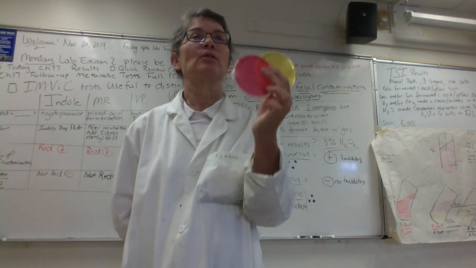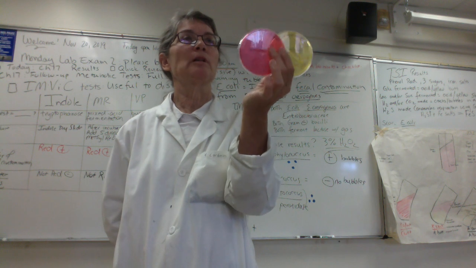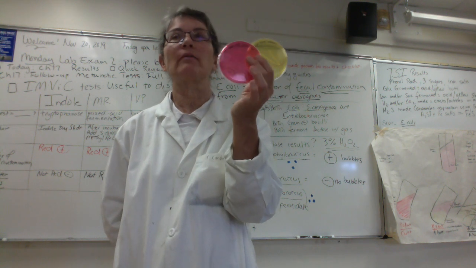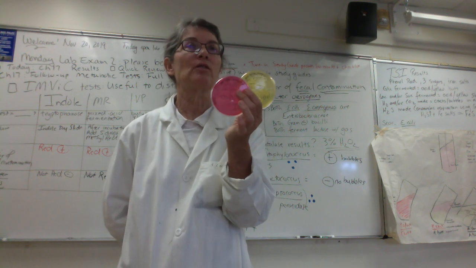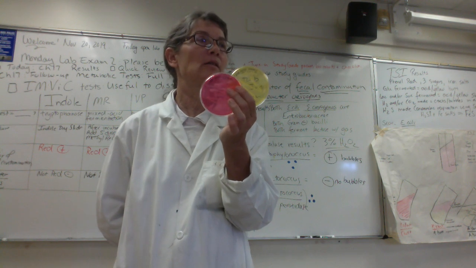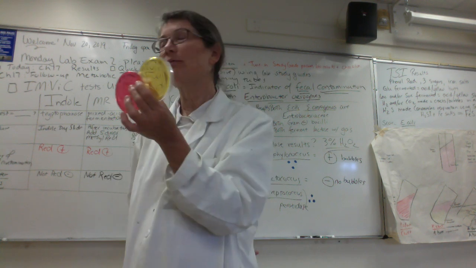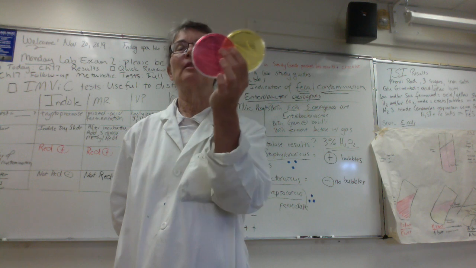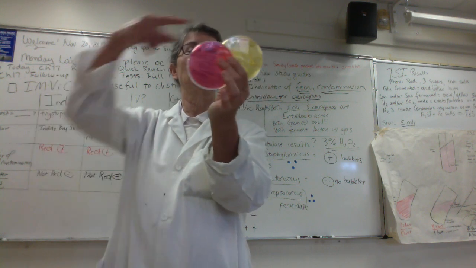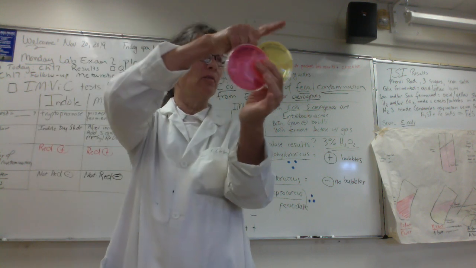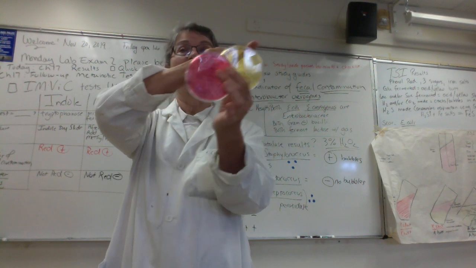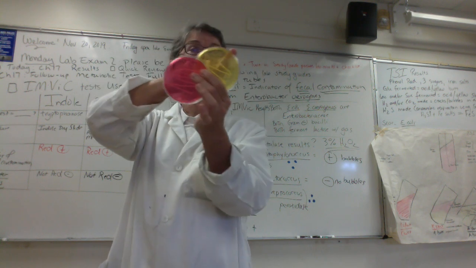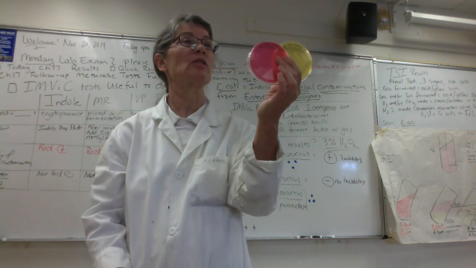Red, good. So if I told you one of these plates is Staph aureus and the other is Staph epidermidis, and if I tell you Staph aureus can ferment mannitol and Staph epi cannot ferment mannitol, which MSA plate do you think is Staph aureus? The yellow one or the red one? The yellow one, right? So Staph aureus is mannitol positive, ferments mannitol, drops the pH, and phenol red turns yellow.